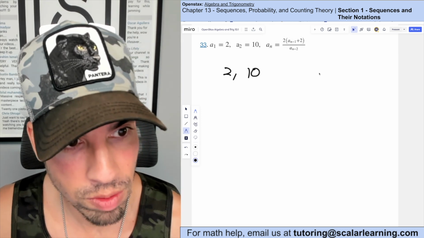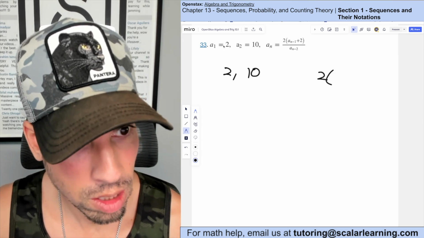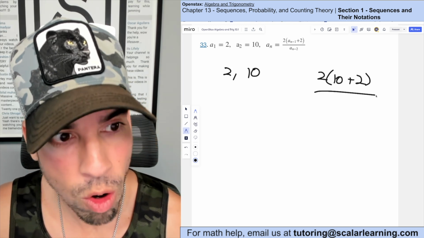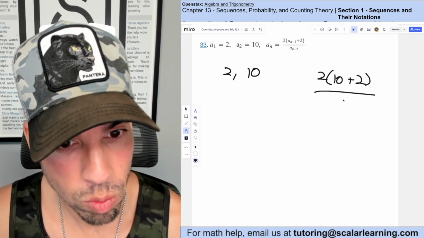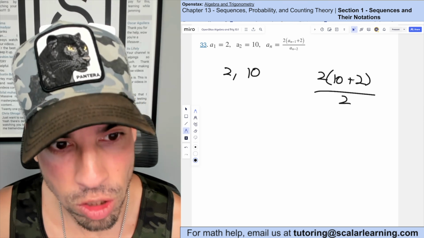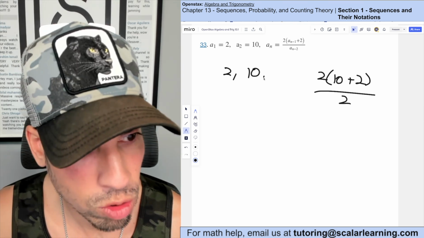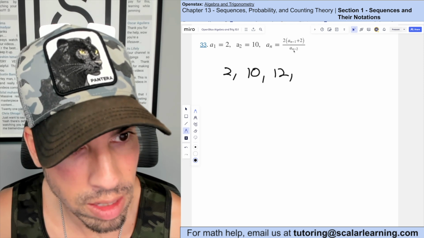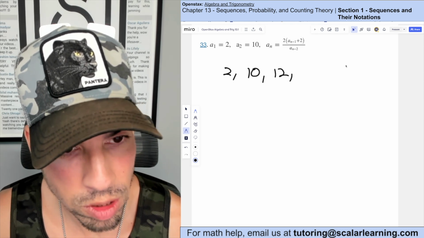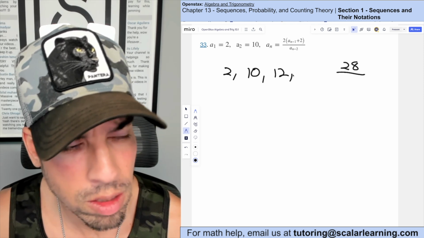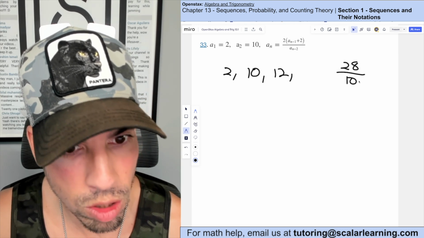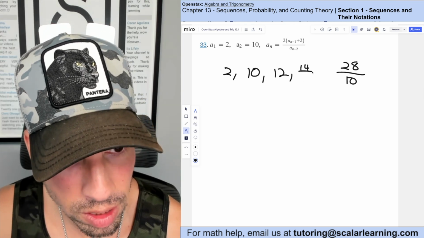So in this case, we've got 2 times the most previous term, which in this case is 10 plus 2, over 2 terms ago, which is 2 down here. So this is 12 times 2 is 24 divided by 2 ends up being 12. Next, we're going to plug in 12 here and 10 down here. So 12 plus 2 is 14 times 2 is 28 over the 10 on the bottom, right? 2 terms ago. And this reduces to 14/5.